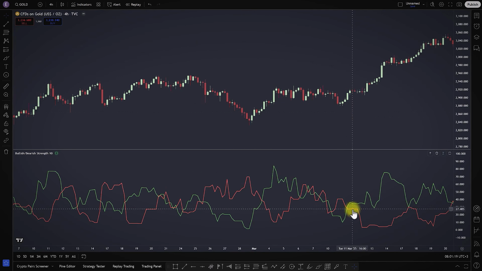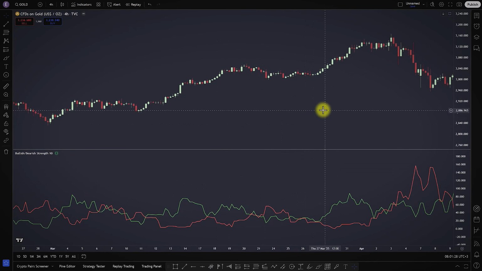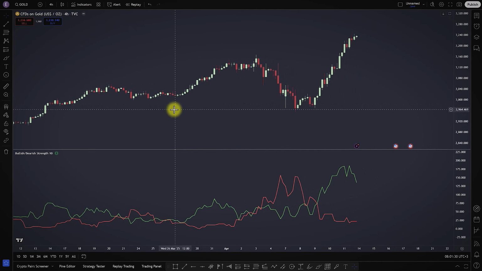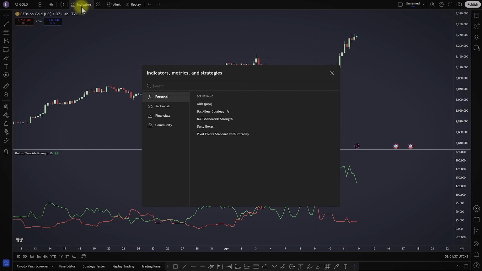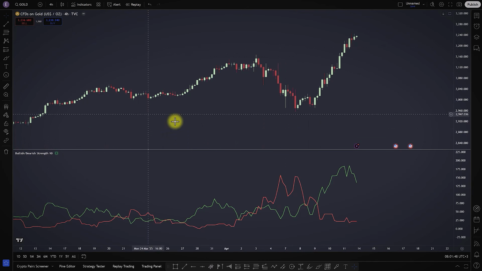This pattern frequently appears at the start of strong moves. If the bullish line starts to flatten after a strong rise, it suggests buyers are losing control, an early warning of a potential reversal. When the bearish line flattens after a decline, it signals sellers may be losing control. Volume validates price action, so as a next step, we might enhance this indicator by factoring in volume.